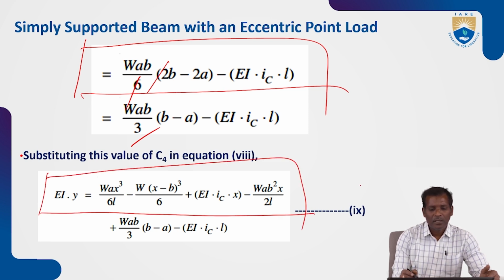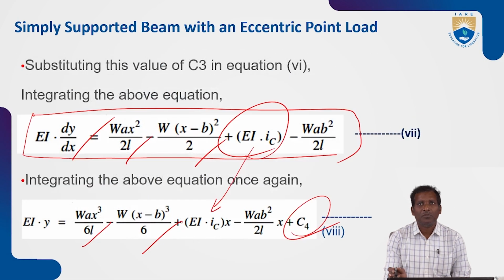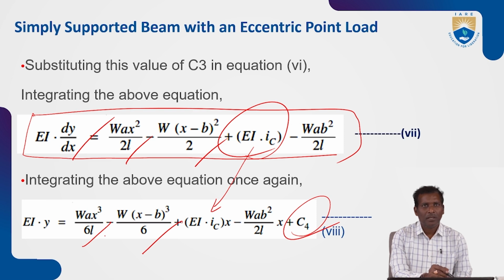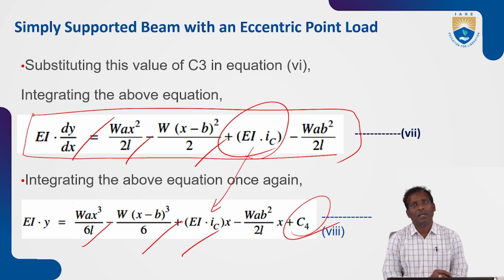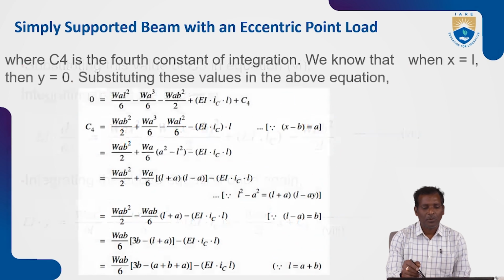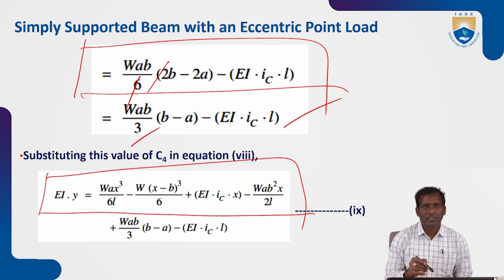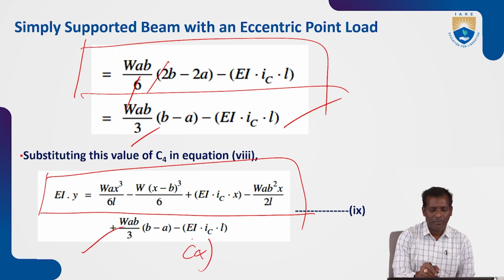So in the previous equation, substitute the C4 value. So in this, EI into y is equal to Wa x cube by 6L minus W into (x minus b) whole cube by 6 plus EI into θC into x minus Wab square by 2L into x plus C4. Here already you have calculated the C4 value. Wab by 3 into b minus a minus EI into θC into L. So here after substituting, you will get this equation, so this is the C4 term.